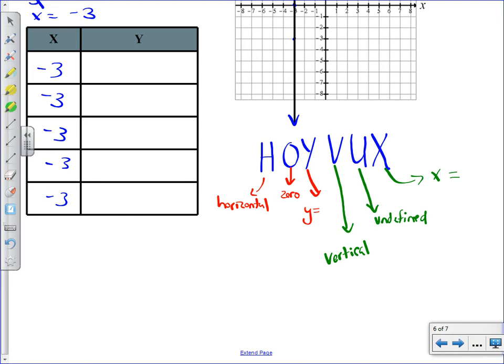Okay, so that's just an acronym. If you had to do a table of values, that would help you out maybe for horizontal, vertical lines.